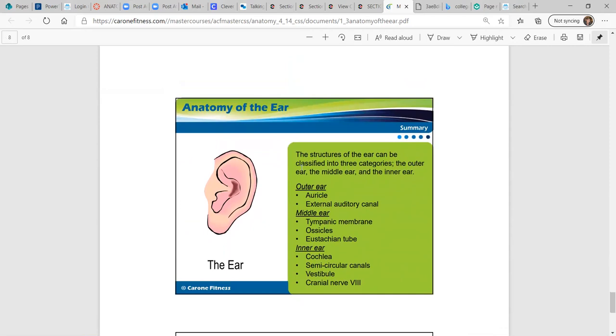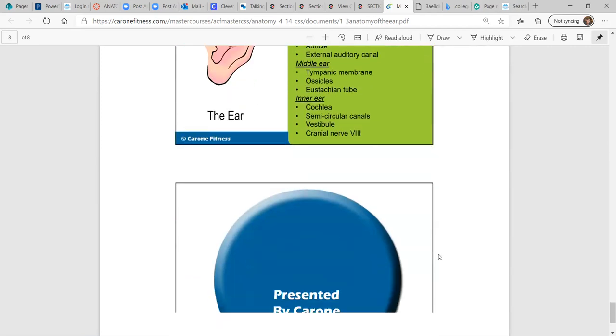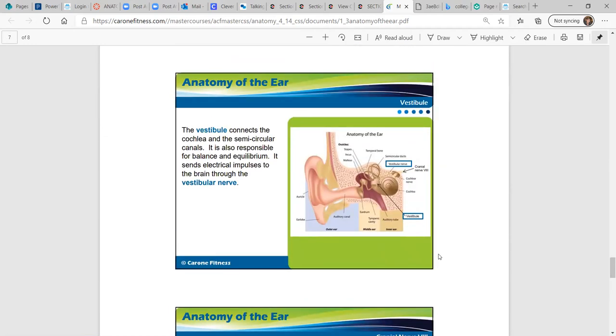So we have the outer ear protecting the ear, directing sounds into the ear. We have the middle ear with the eardrum or the tympanic membrane, the ossicles, and the Eustachian tube. They change sound waves into vibrations, and then those vibrations are sent deeper into the inner ear for the cochlea, the canals, and the vestibule. And these turn those vibrations into ways to interpret hearing and balance, and then they send that information to the cranial nerve, which is sent to the brain. And then your brain interprets what to do with that information.